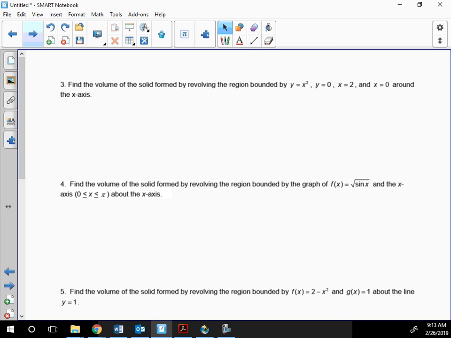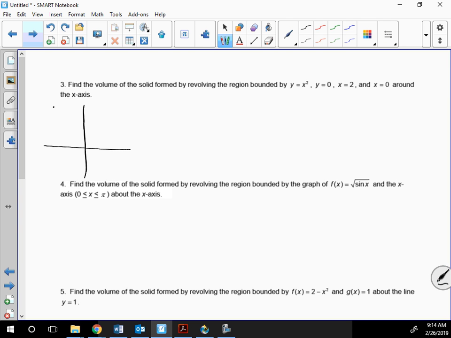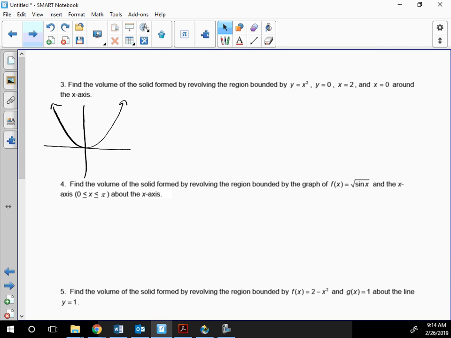Find the volume of the solid formed by revolving the region bounded by y equals x squared, y equals 0, x equals 2, and x equals 0. Okay, so we've got a parabola. And I have y equals 0, so that's just bounded by the x-axis here. x equals 2, and x equals 0. All right, so the region that we are rotating is just this little region here.